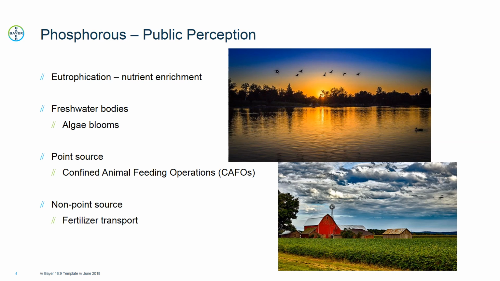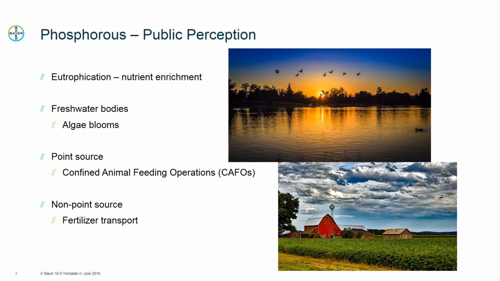Outside of agricultural production, phosphorus fertilizer has actually seen a fair bit of attention in recent years, and that is largely due to a word known as eutrophication. We may have seen this circulating in various media outlets. Essentially, what eutrophication means is nutrient enrichment.